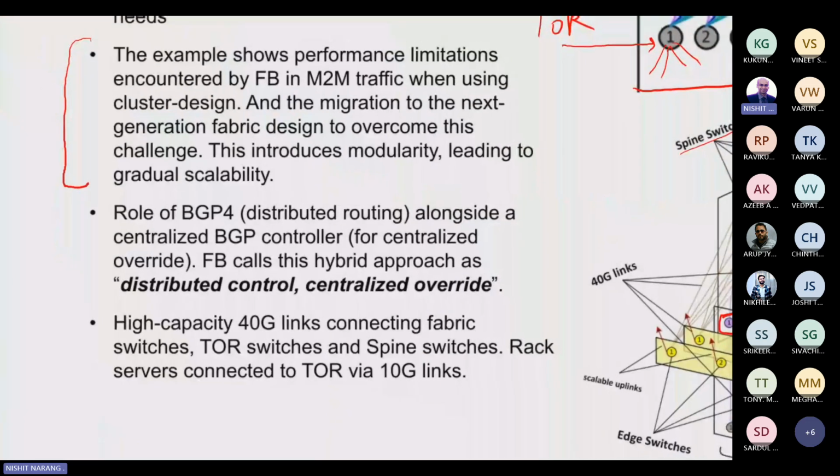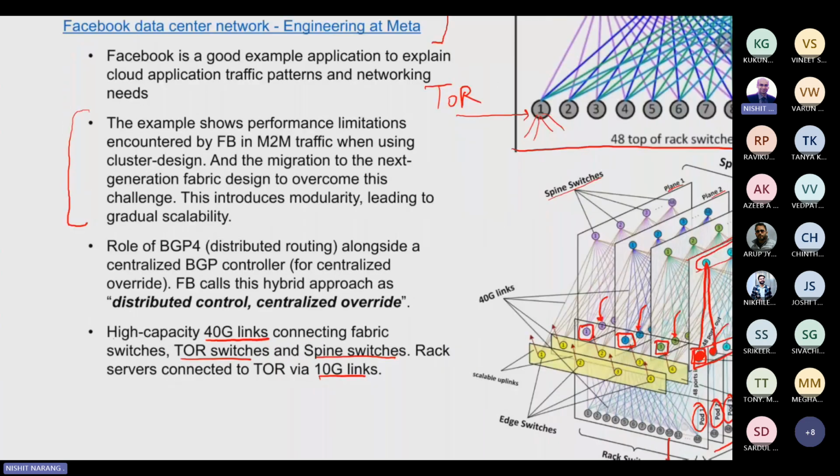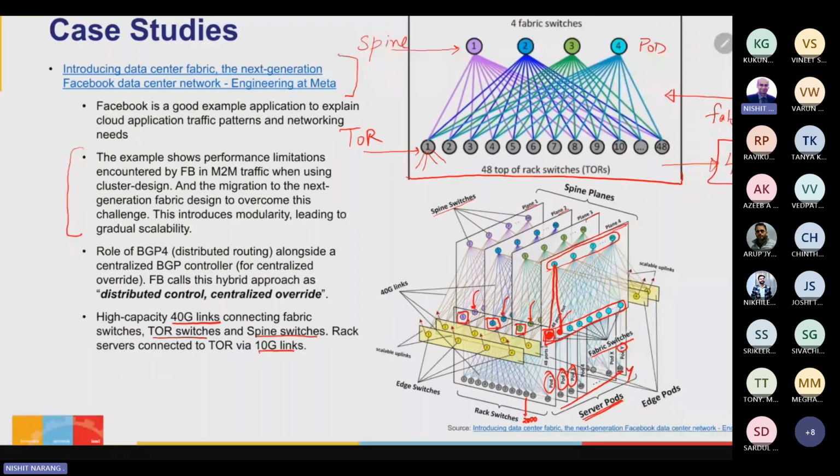network. The capacity of the switches is also mentioned in this paper. There are high capacity 40 gigabit links connecting the fabric switches, the TOR switches, and the spine switches. So this is the kind of network capacity of each link that connects TOR to fabric, fabric to spine, 40 gigs. And within the rack, the servers connect to the top of rack switch via 10 gig links. Okay? That's the bandwidth that they've provisioned for data communication.